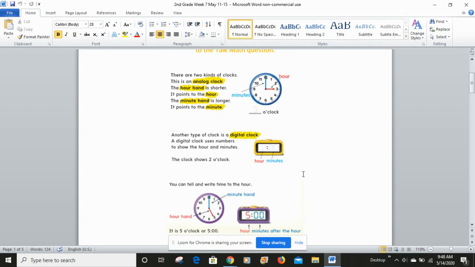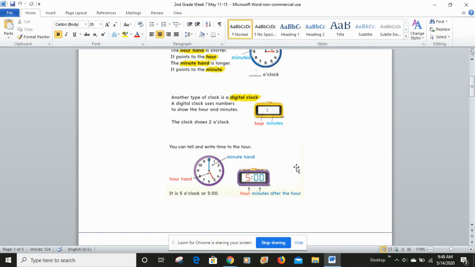So with these clocks, we can tell time to the hour, which we've worked on. On an analog clock, when the minute hand is pointing straight up to the 12, we can say that that clock is on the hour, and then we can just use the hour hand to tell that it is 5 o'clock. Same way on the digital clock. We can just look at the time that's on there. You can see 5 hours, 0 minutes. So both of these are showing 5 o'clock.